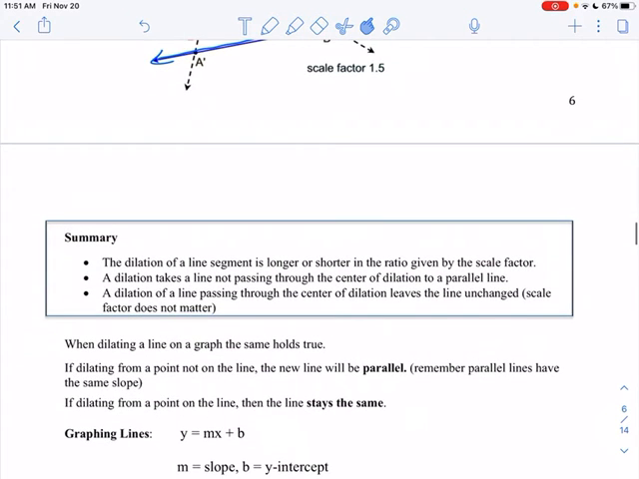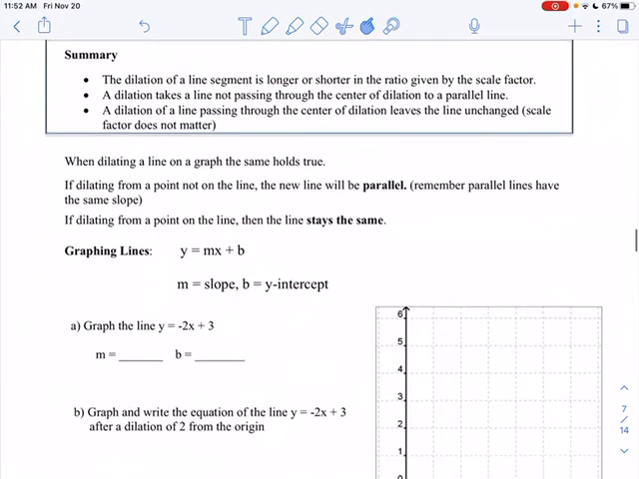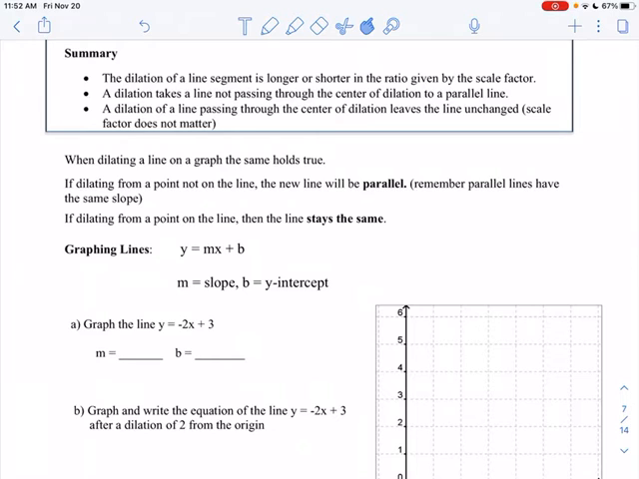Let's look at the summary. The dilation of a line segment is longer or shorter in the ratio given by the scale factor. A dilation takes a line not passing through the center of dilation to a parallel line. A dilation of a line passing through the center of dilation leaves the line unchanged, meaning that it's going to be the exact same line. The questions that are generally asked on the Regents about this have to do with dilating actual lines on a graph.